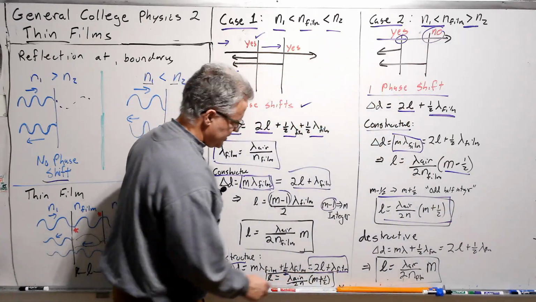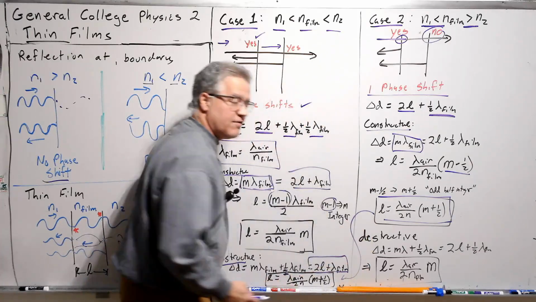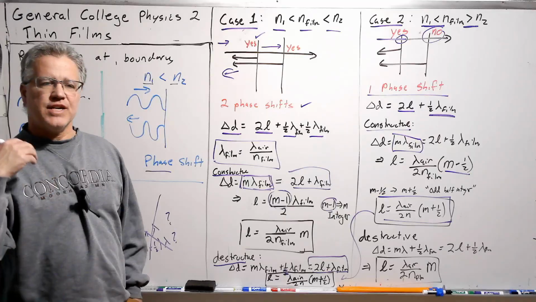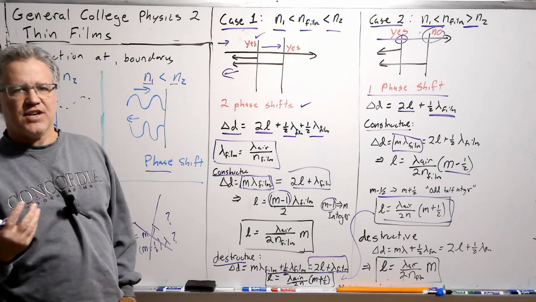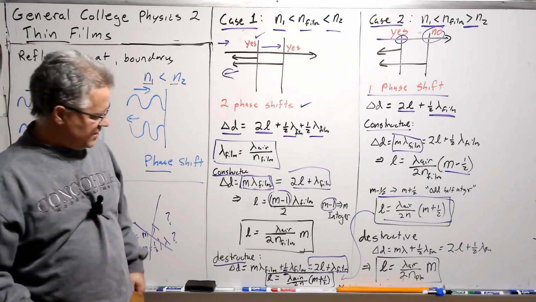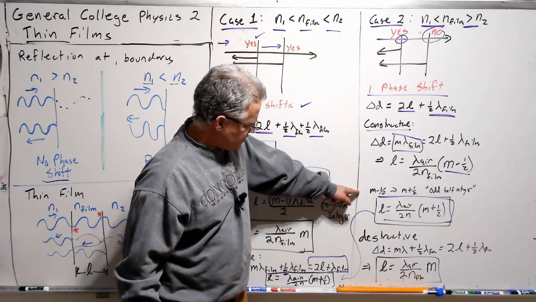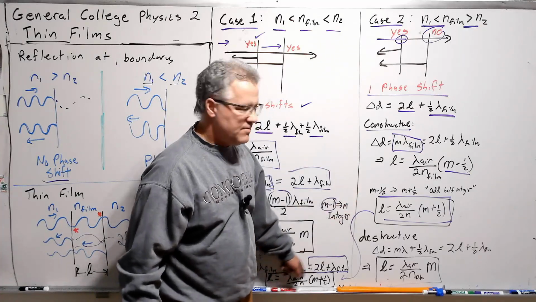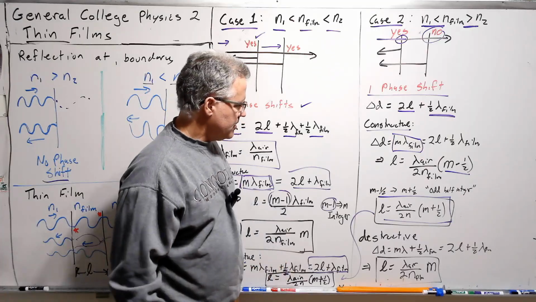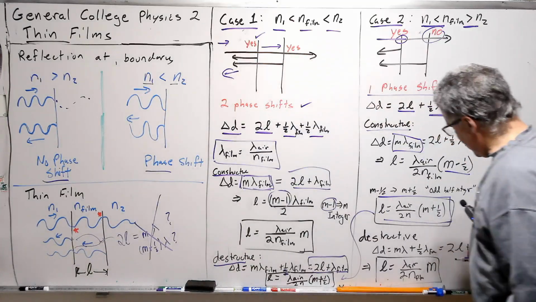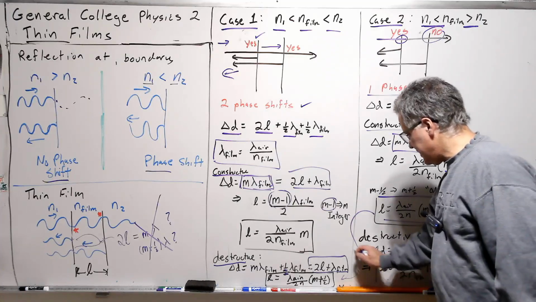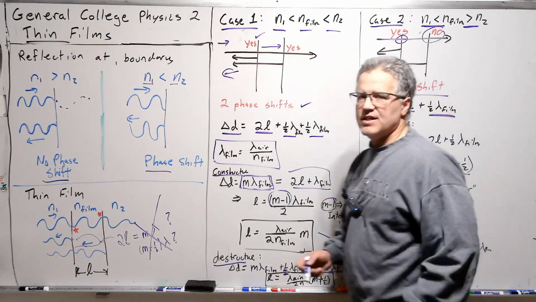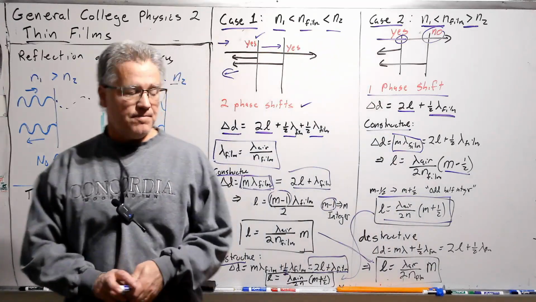Notice, this is exactly the same as the destructive one over here. And that makes sense. We're getting one less phase shift, so that shifts everything off by half a wavelength. And that's why the constructive and the destructive match between these two cases. Then we can carry this out for the destructive case, and we get m, and again, this. Now these match.